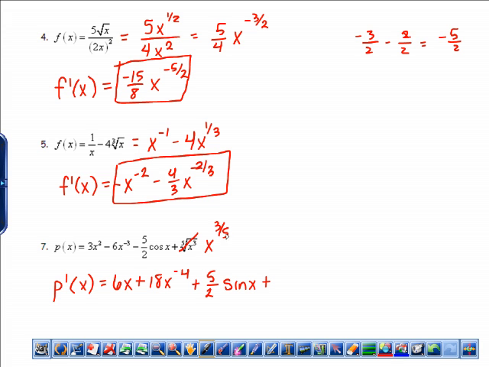And then the last one, 3/5 times my coefficient, which is 1, so just 3/5 x. And again, if you're not sure what 3/5 minus 1 is, do some work off to the side. It's negative 2/5. And that is your answer.